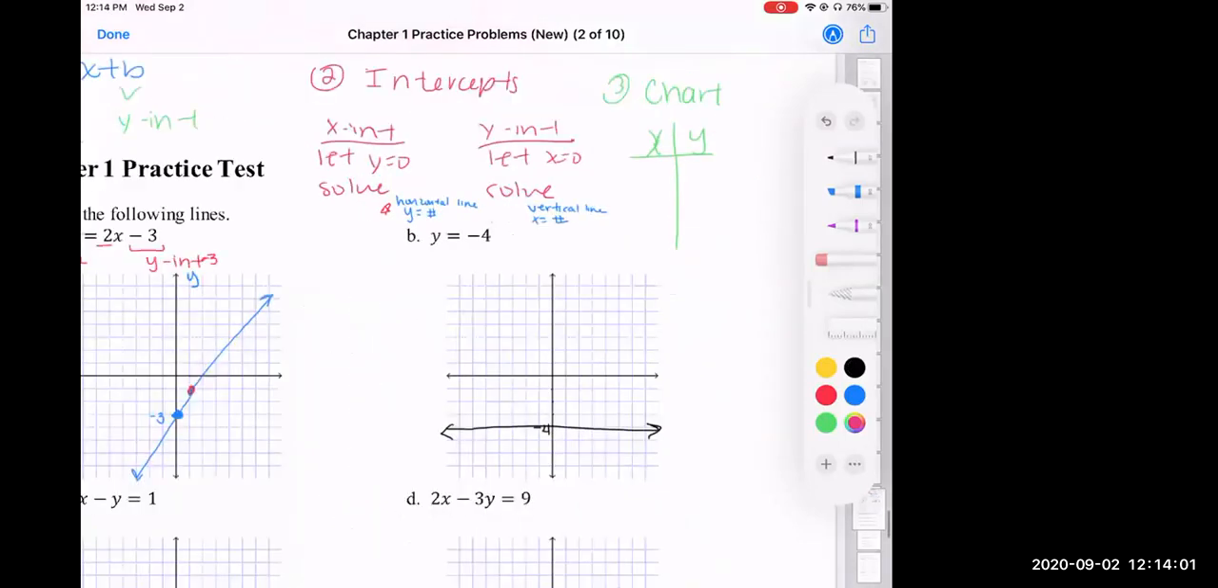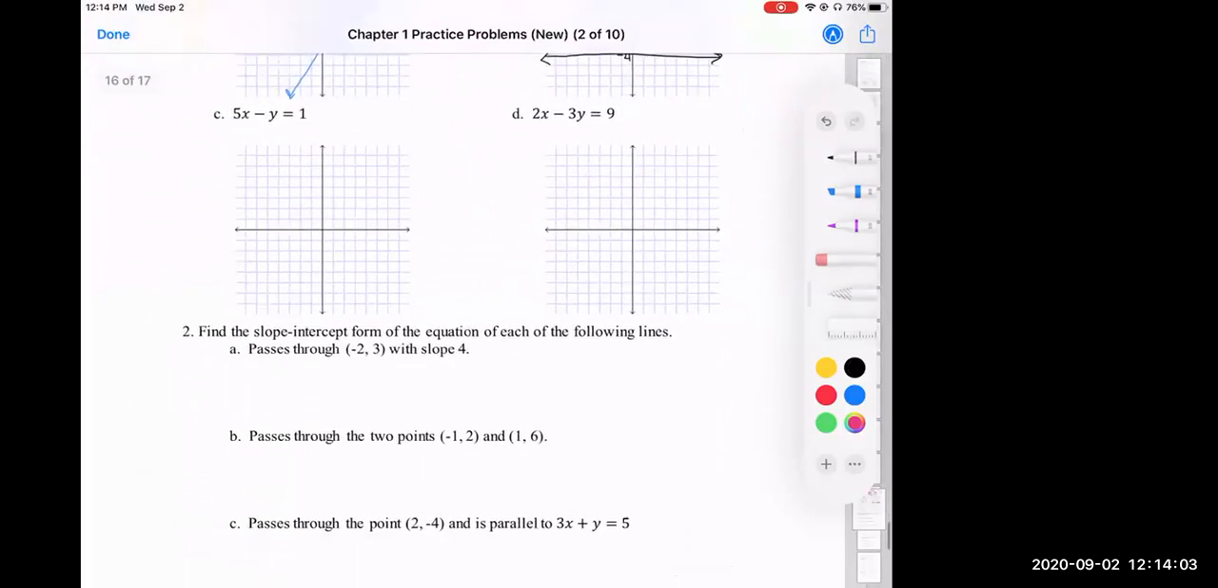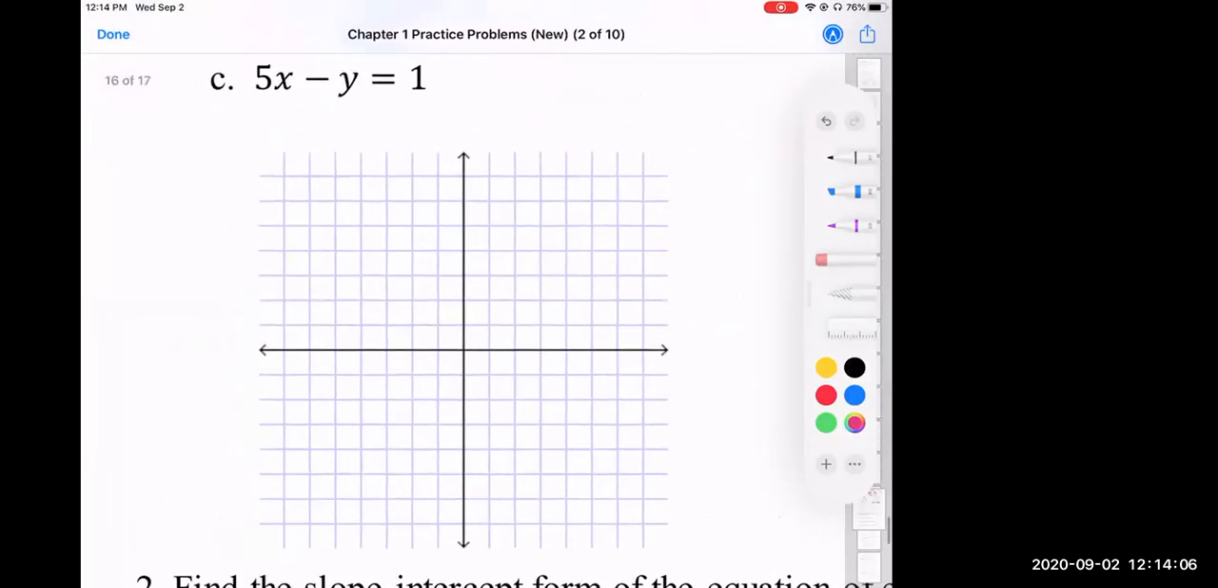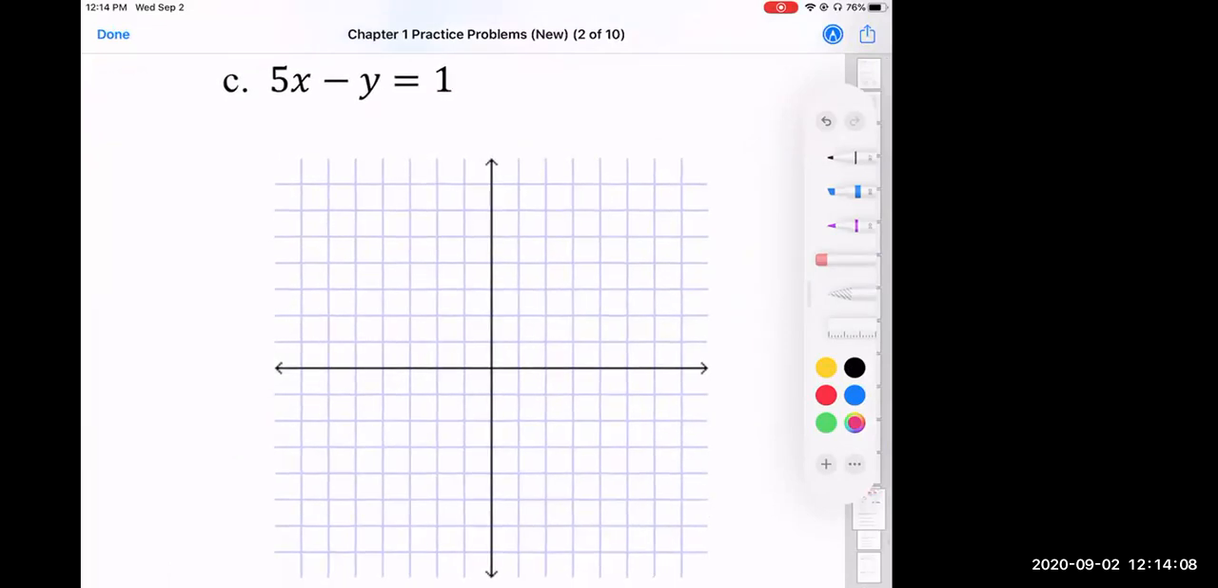Okay, let's continue. I have 5x minus y is equal to 1. All right, well, I see that y is almost solved. It's almost by itself. So why don't we solve for y? Let's make that our goal. Let's solve for y. And then let's go ahead and graph using our slope and y-intercept.